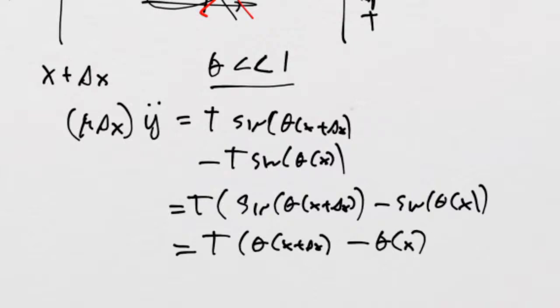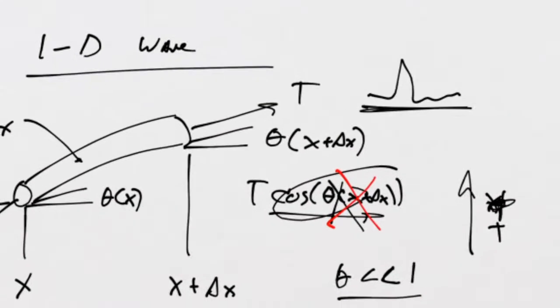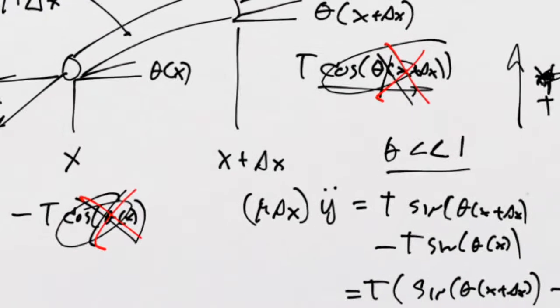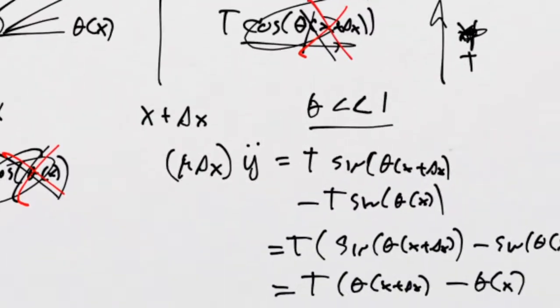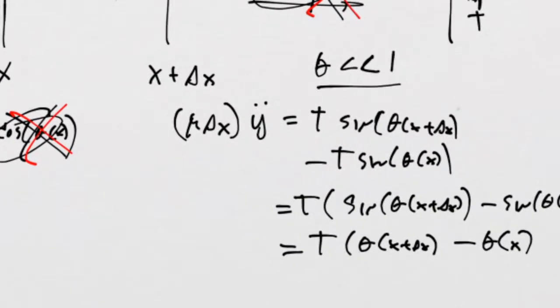So anyway, this ends up becoming T times theta of x plus delta x minus theta of x. But the angle of theta, that is the tangent of the curve, right? That's the first derivative of y with respect to x. Why am I introducing y here? Yes, y is the vertical displacement, of course.